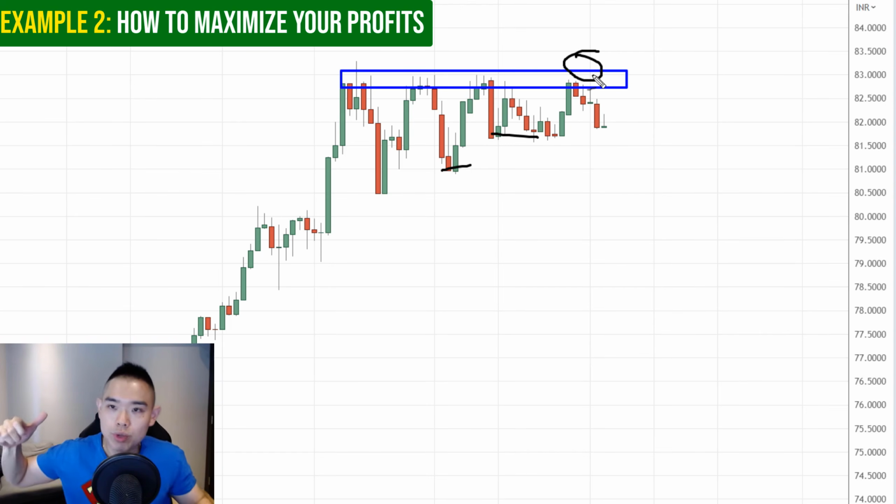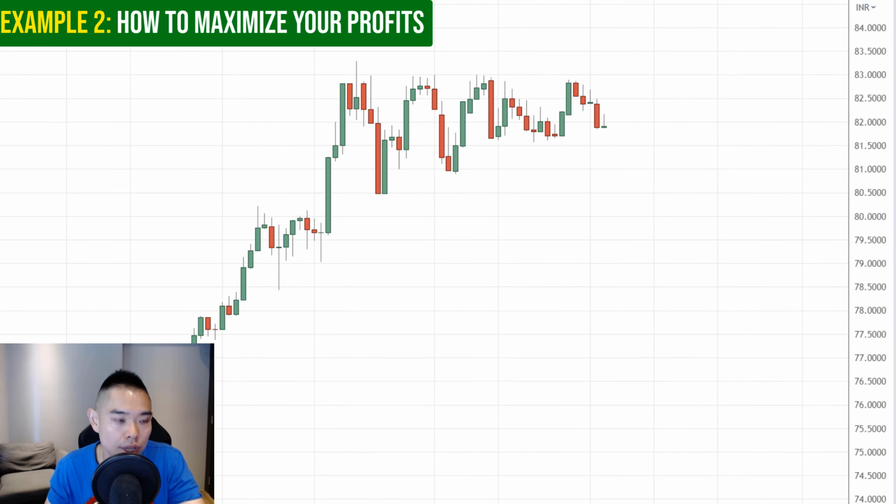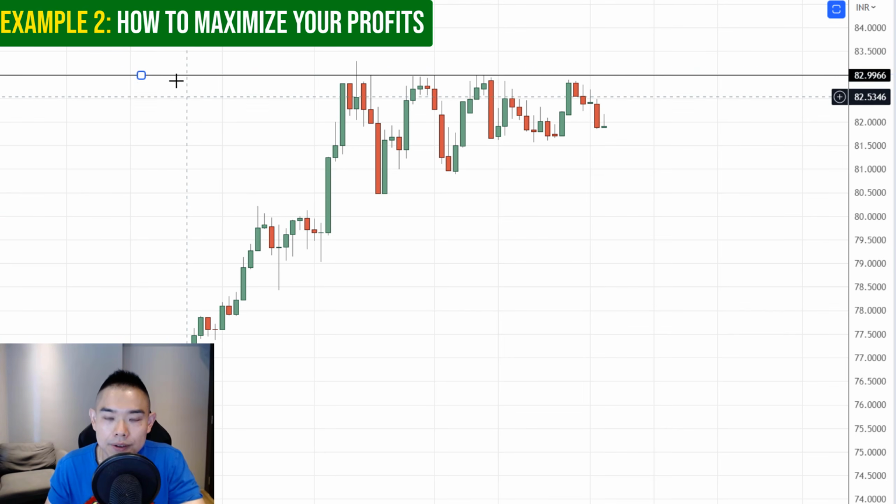So now where exactly do we enter? Where do we set our stop loss? How do we exit this trade if it moves in our favor? Fantastic question. So let's get to it. One potential trading setup that you can consider is to have the market break and close above resistance. So let's say I just have this horizontal line over here. Let's put it here in black.